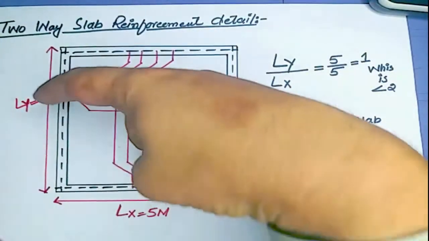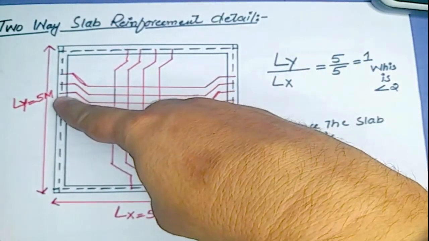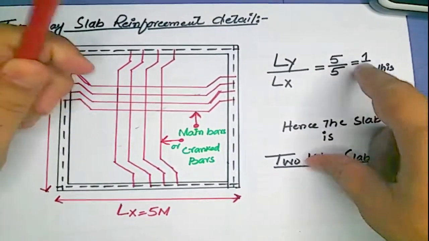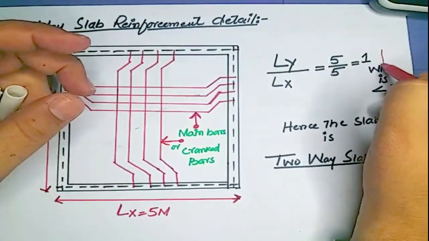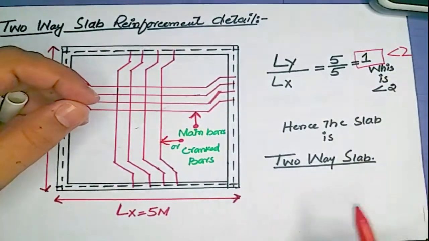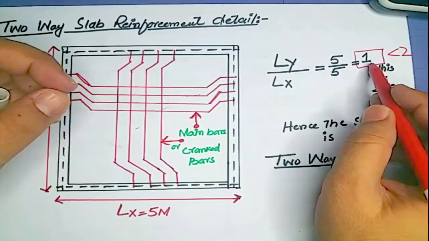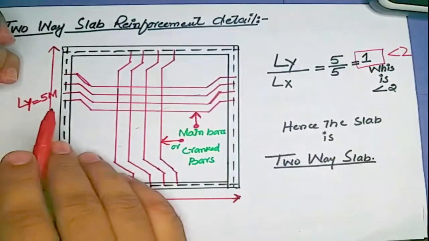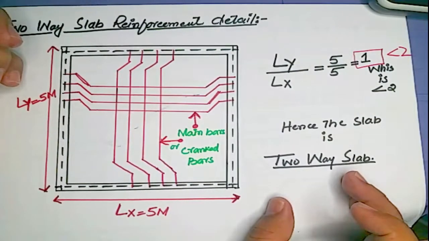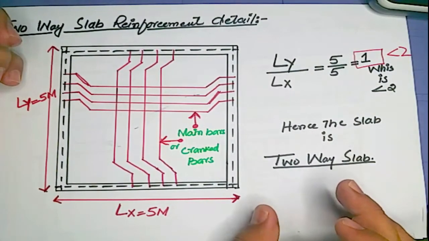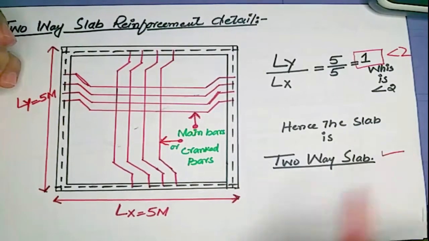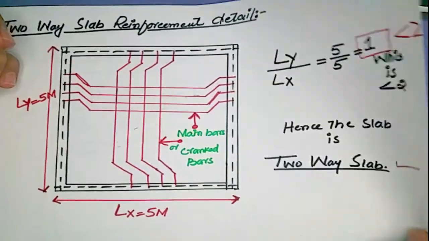So we will find the ratio between these two. 5 divided by 5 is equal to 1. So you know that this value is less than 2. When the ratio between the longer span and shorter span is less than 2, this slab will be called a two-way slab. So this is called a two-way slab.